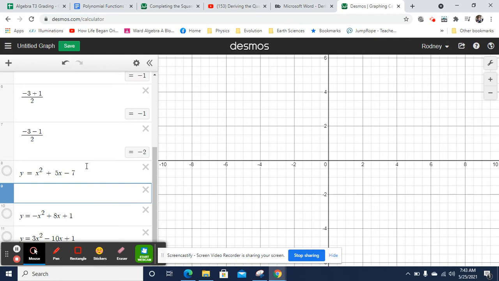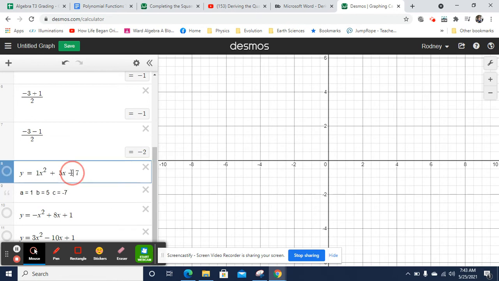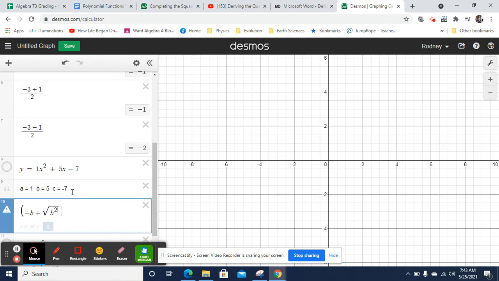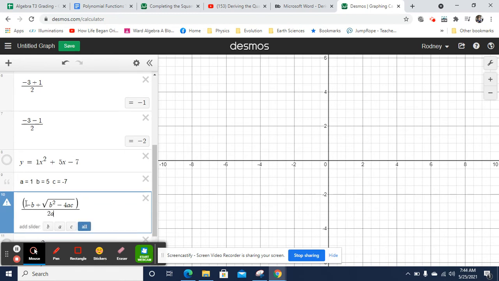So for the next one, we've got to identify A, B, and C. So A is going to equal 1. B is going to equal 5, because 5 is times x. 1 is times x squared. And C will equal negative 7, because that negative makes it a negative 7. That's the same as 5x plus negative 7. So now we'll go ahead and set up the quadratic formula. Negative b plus or minus the square root of b squared minus 4ac all over 2a. I don't need those parentheses anymore.